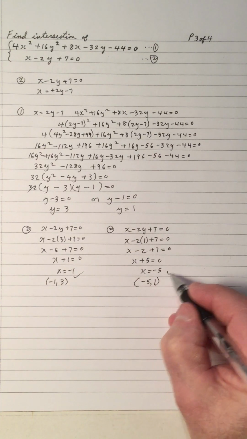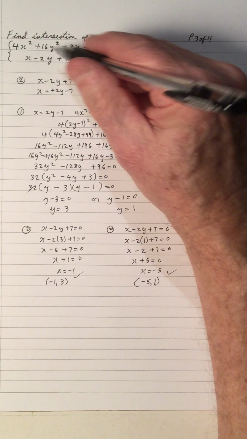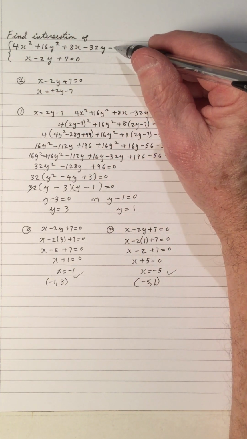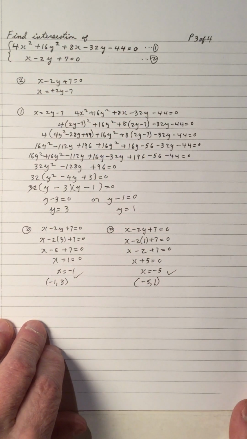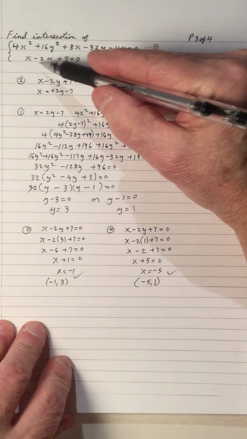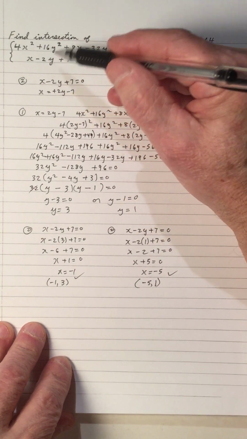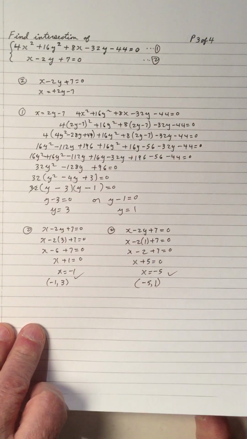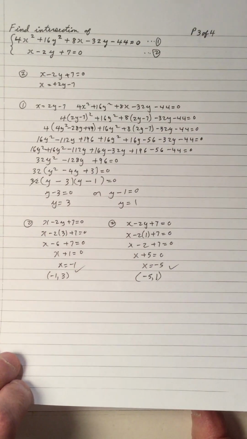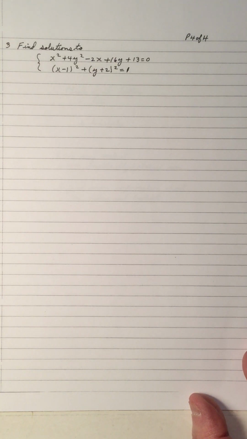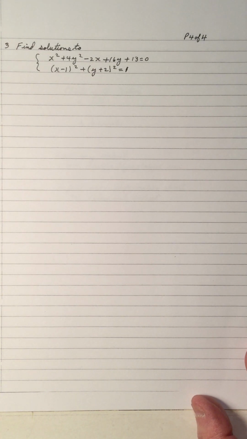So these are the 2 points where this line will intersect this ellipse. And again, notice I solved the equation of the line for x to have no fractions. So watch out for those. You don't have to always solve it for y. And we have another one to solve.